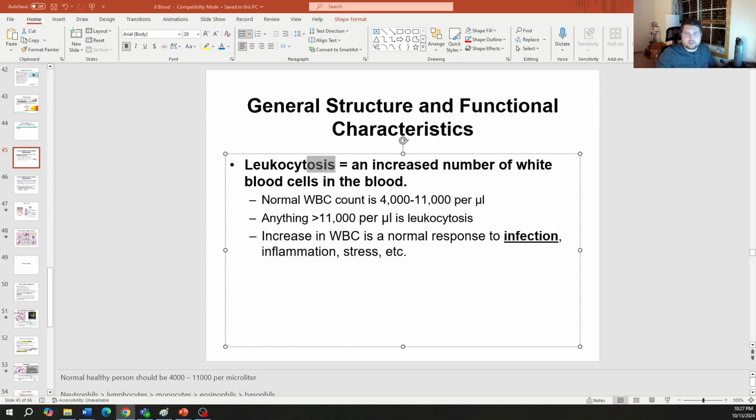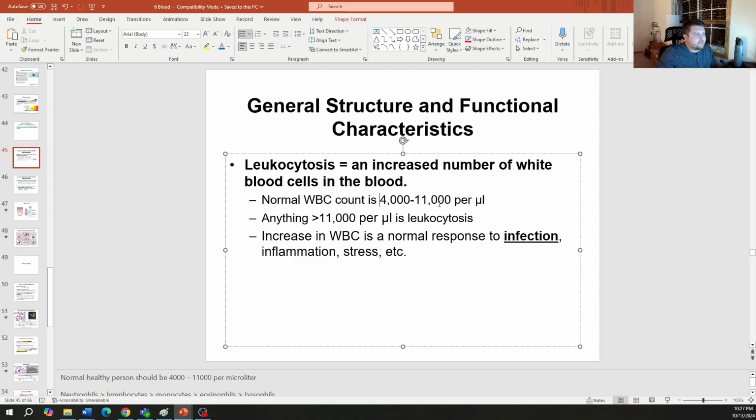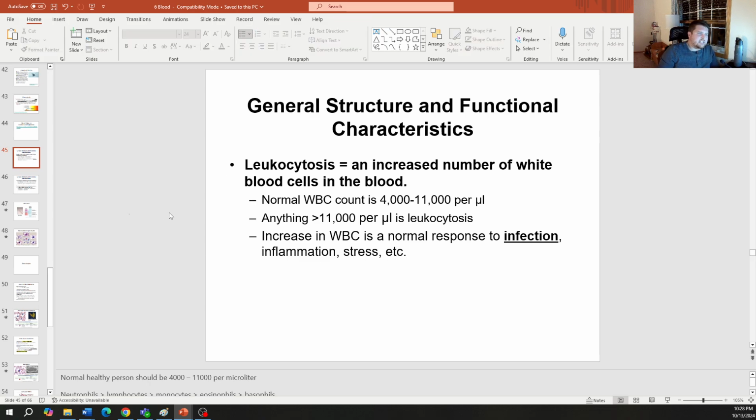I don't remember what the suffix means. Let me look that up real quick. Osis is a process or condition, so it is a white blood cell process. So we are creating more and more white blood cells. White blood cells are up because of some kind of condition. Again, normal is between 4 and 11,000. Anything greater than 11,000 is leukocytosis. It's a response primarily to infection, that's the big one, but also things like inflammation, stress, tissue damage, anything like that as well causes an increase in white blood cell count.